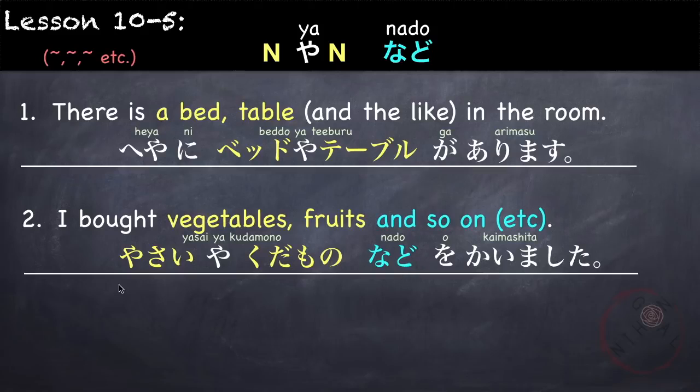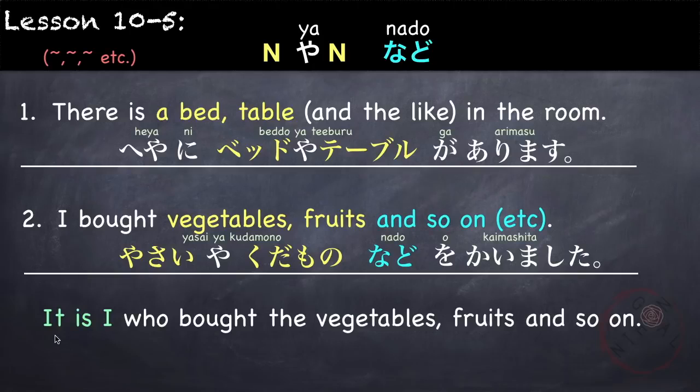を買いました。So you can add など or you can omit it, but など is mainly for wrapping things up, and so on. In this example, we omitted wa because we already know the topic, which is I. So, another example to point out the difference between wa and ga is if you want to say, it is I who bought the vegetables, fruits, and so on. So here you are pointing out that, hey, I am the one who bought the vegetables, fruits, and so on. So you can say, 私が blah blah blah. 私が野菜や果物などを買いました。I am the one who bought the vegetables, fruits, and so on.